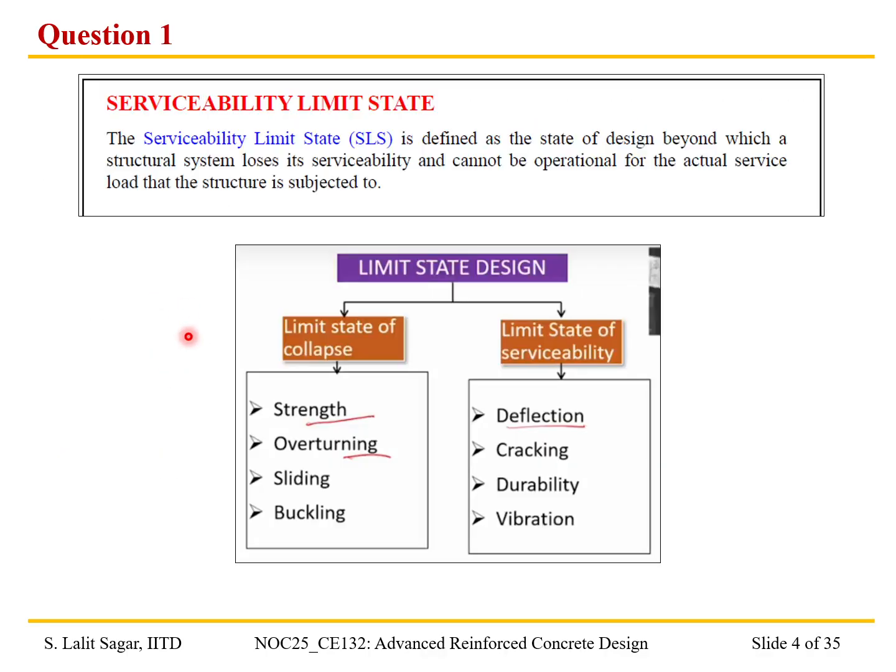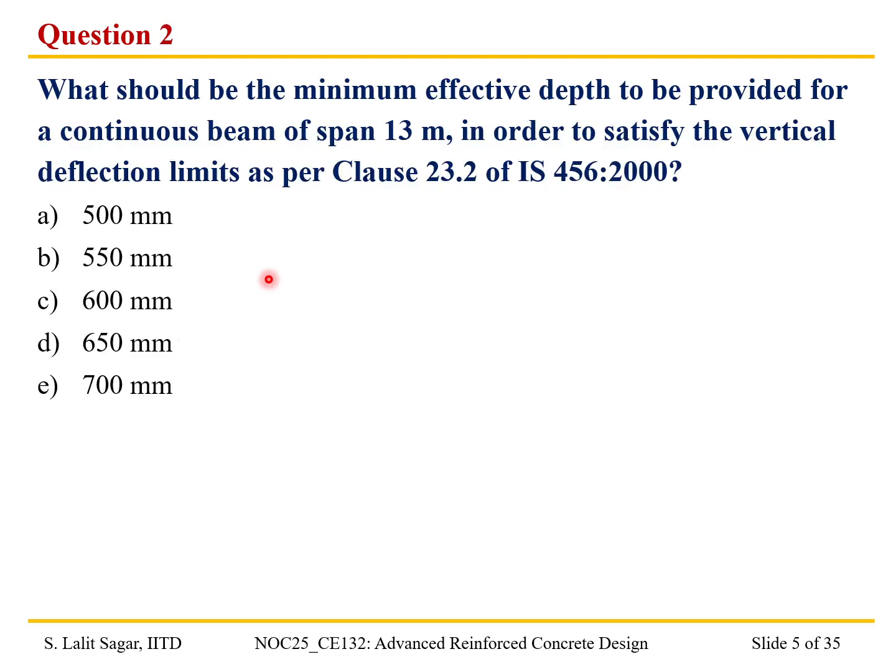Okay. Let us move on to question number two. In question two, what should be the minimum effective depth to be provided for a continuous beam of span 13 meters in order to satisfy the vertical deflection limits as per clause 23.2 of IS 456/2000.